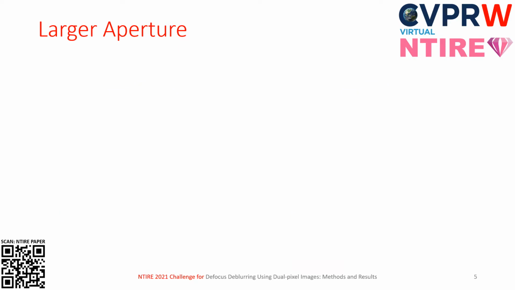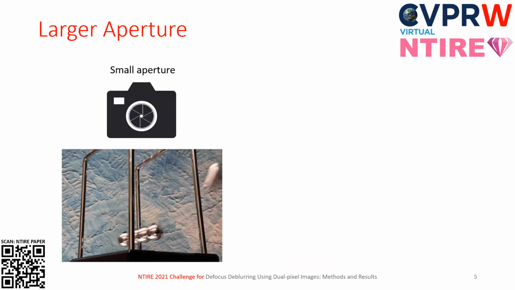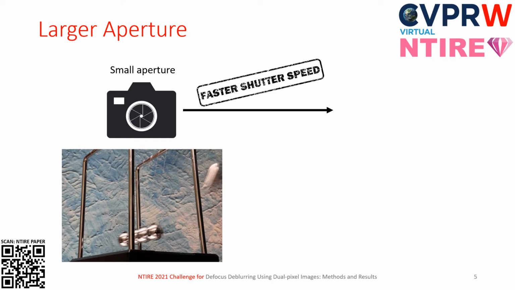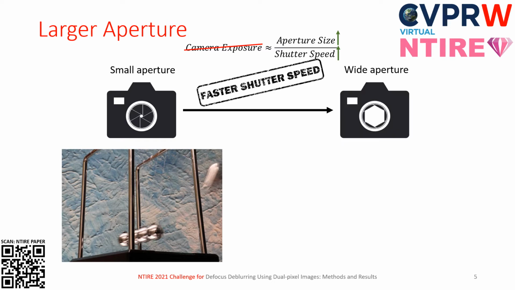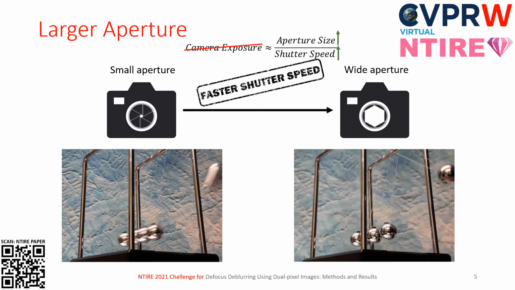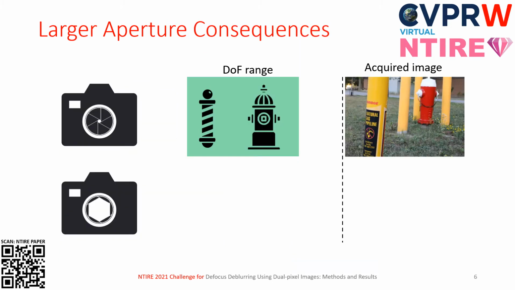Larger aperture also enables faster shutter speed. In this case, the Newton's cradle is moving fast and you captured an image at a small aperture. Then you have just realized the shutter speed needs to be faster in order to avoid motion blur. One way to do so is to go for a wider aperture, given that you want the exposure to remain the same. And by capturing the image with a wider aperture, you get this nice blur-free image as shown here.